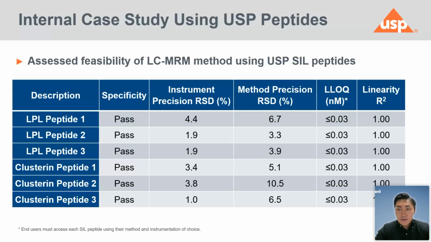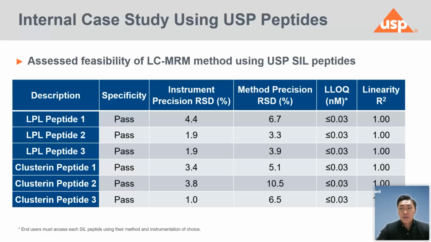for method precision. And then lastly, we also assess the LLOQ of each of the cell label peptides. And then we found that they're less than or equal to 0.003. Now the end user of the cell label peptide will need to assess their own LLOQ on their own instrumentation, as instrumentation variability can certainly play a factor into the LLOQ that's being measured.